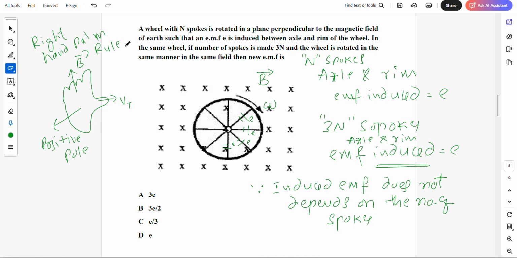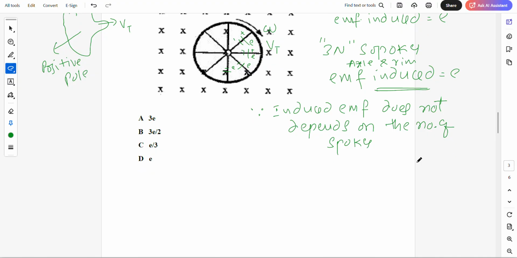Right hand palm rule. The magnetic field is inside, and see how it is rotating like this. It is the tangential velocity. That is omega, the angular velocity. I can take this as Vt, where the palm is coming on the top. Therefore this is plus and this will be minus. Here also plus minus, it keeps on repeating, and it is in parallel. Therefore the EMF induced is E itself. We'll see the next problem.